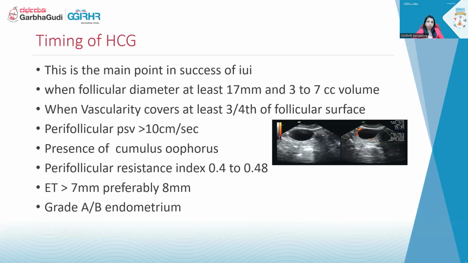Ideally, you should trigger the patient when the follicle has reached a mean diameter of 17 to 18 mm with a volume of 3 to 7 cc. You should also check the peripheral vascularity of the follicle, and if you are able to see 3/4 of the vascularity surrounding the follicular walls, then the follicle is deemed to be a mature follicle.